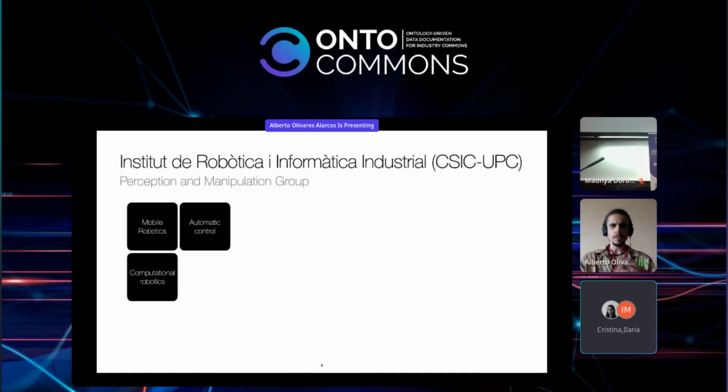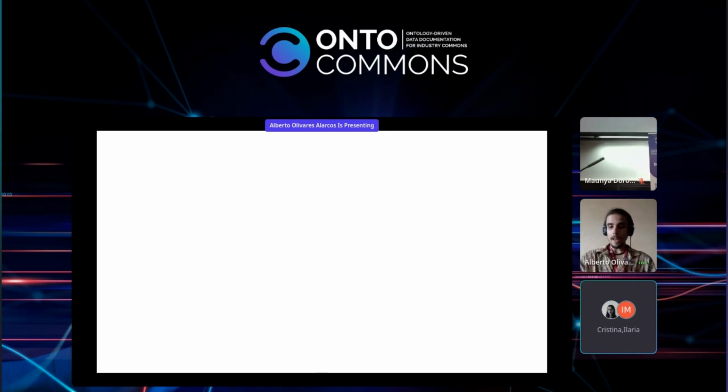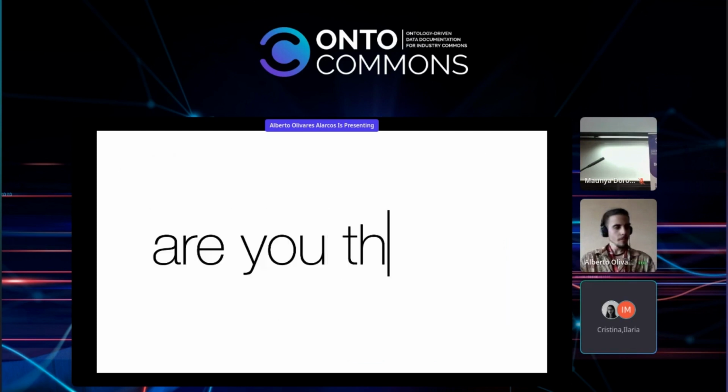And just to give you some information about my institute, we have 4 different groups, but I belong to perception and manipulation. And well, basically we work on deformable objects because when you manipulate them, they change the shape, and that's really interesting. And also in applications where there are humans. This can be assistive robotics or collaborative robotics. And now is when the real talk starts.